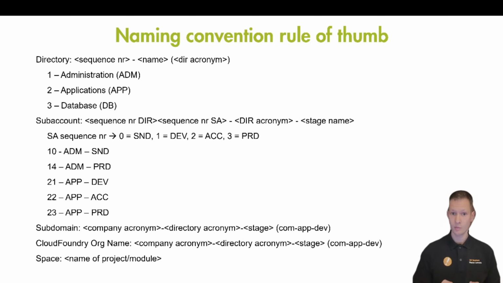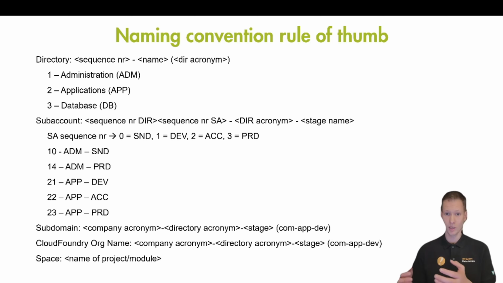One thing we add, because it always needs to be unique, and if everyone would apply the same naming convention it would not be unique enough, is an acronym for the company in front. So it would be com, an acronym for company, dash acronym of the directory app, dash acronym of the subaccount. So in this case it would be com-app-dev.